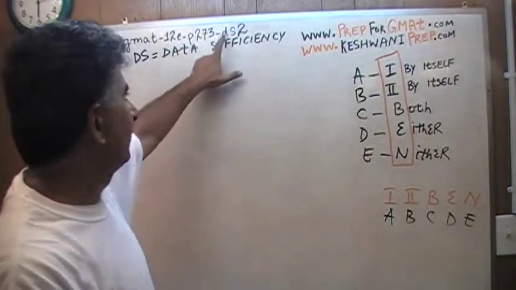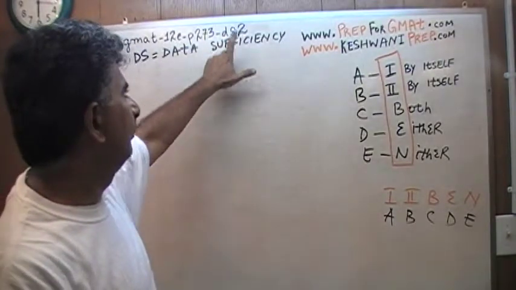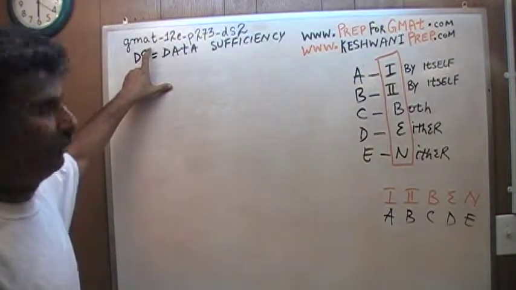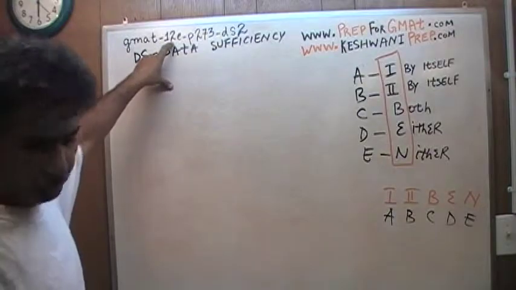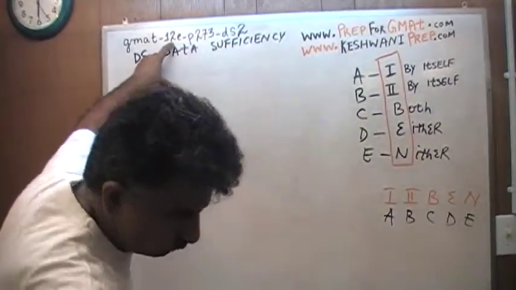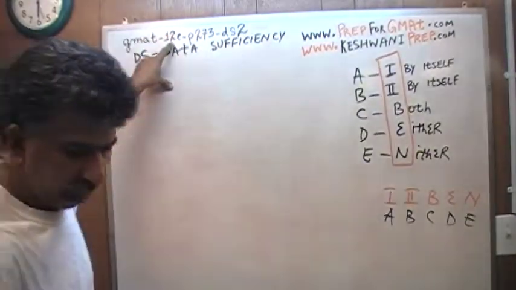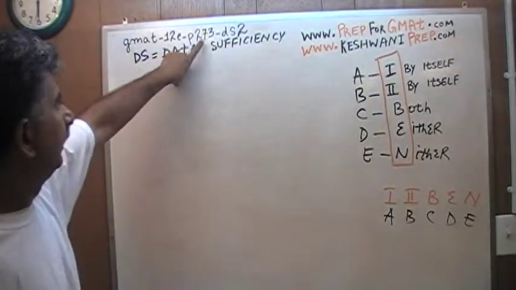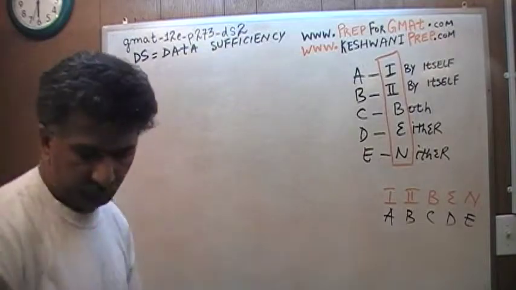Problem number 2, data sufficiency problem. Data sufficiency number 2 is what I'm going to solve. The tag that you want to use if you're looking for any particular question is GMAT-12E, as I showed you a little while ago, for the 12th edition of the book. Then the page number, page 273, and data sufficiency number 2. Let's take a look at it.